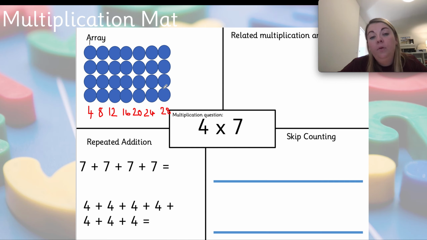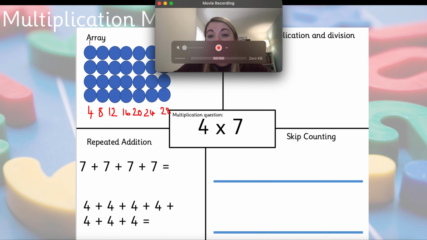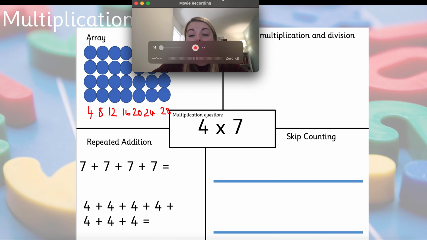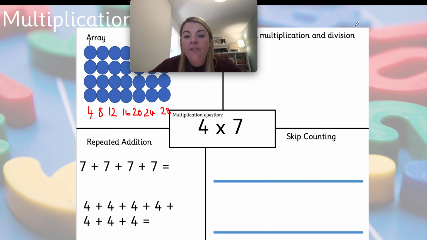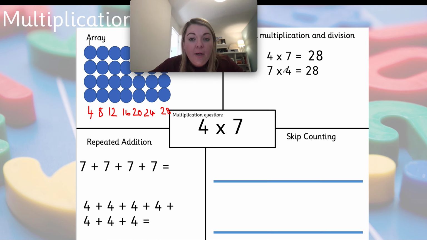That's how many blue circles there are. So that is the answer to my sum. Let's have a look at the repeated multiplication and division part of the multiplication grid. So 4 groups of 7 is 28. That's what our array told us, and that's what our repeated addition would tell us too. So we know then that 7 groups of 4 is also 28.